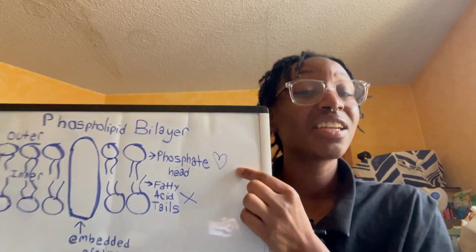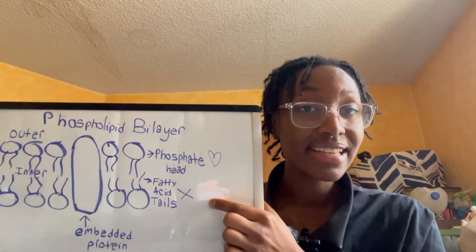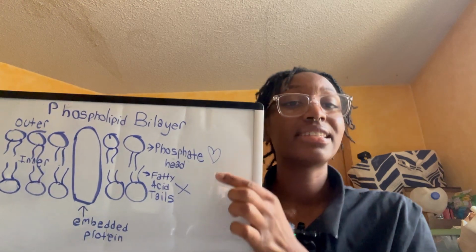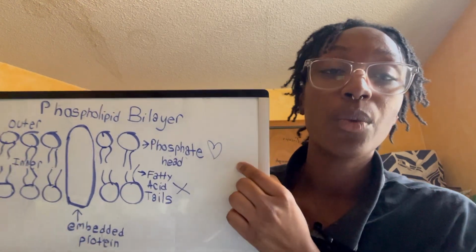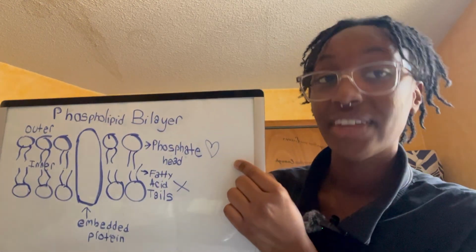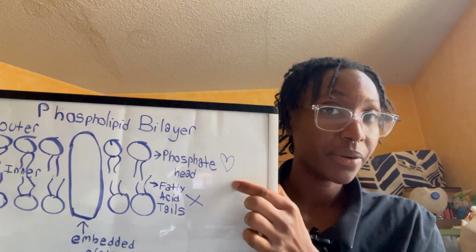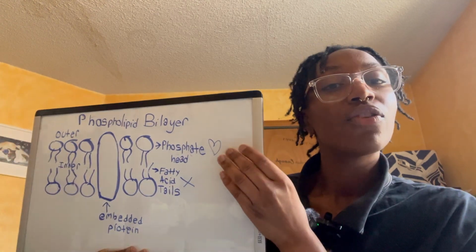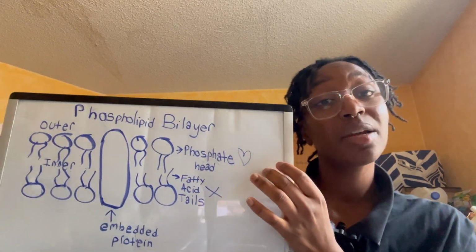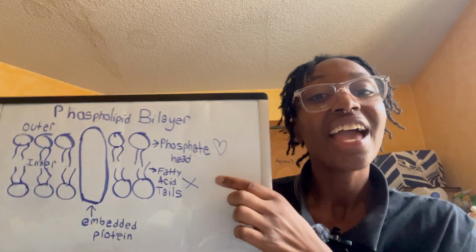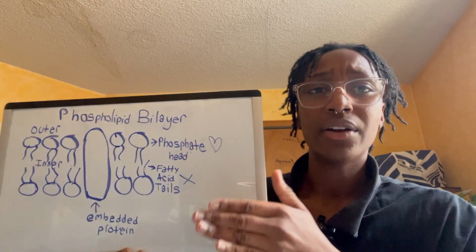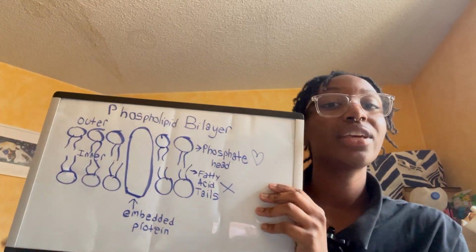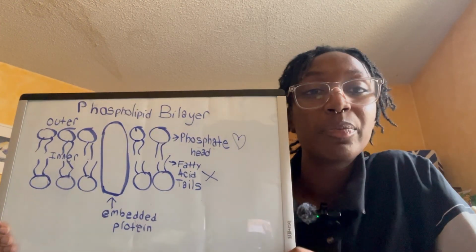Our phosphate head is going to be our polar molecule, while our fatty acid tails are going to be our non-polar molecule. What this also means is that our phosphate heads love water. They're hydrophilic. Love, love, love water. While our fatty acid tails are hydrophobic. So think of phosphate heads and water like peanut butter and jelly, if that's your jam. And think of fatty acid tails as water and oil. They just don't mix.